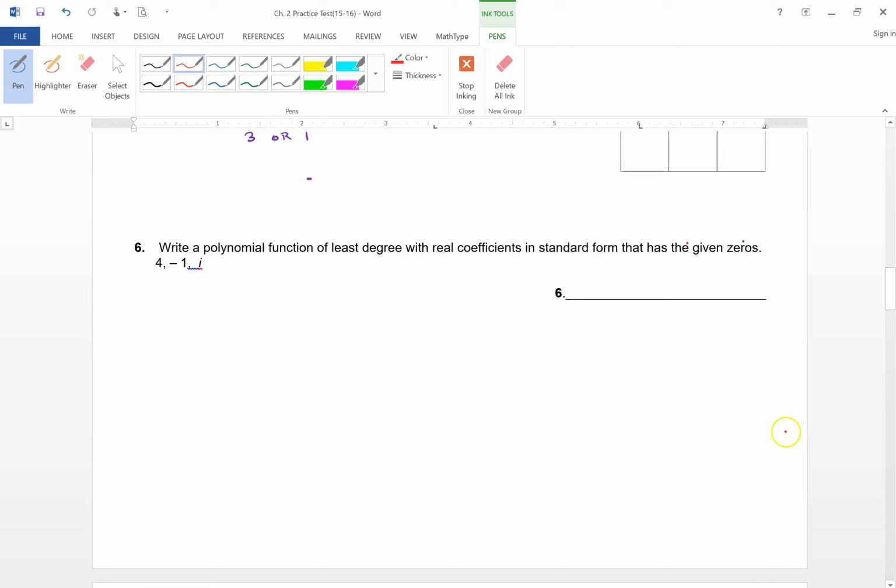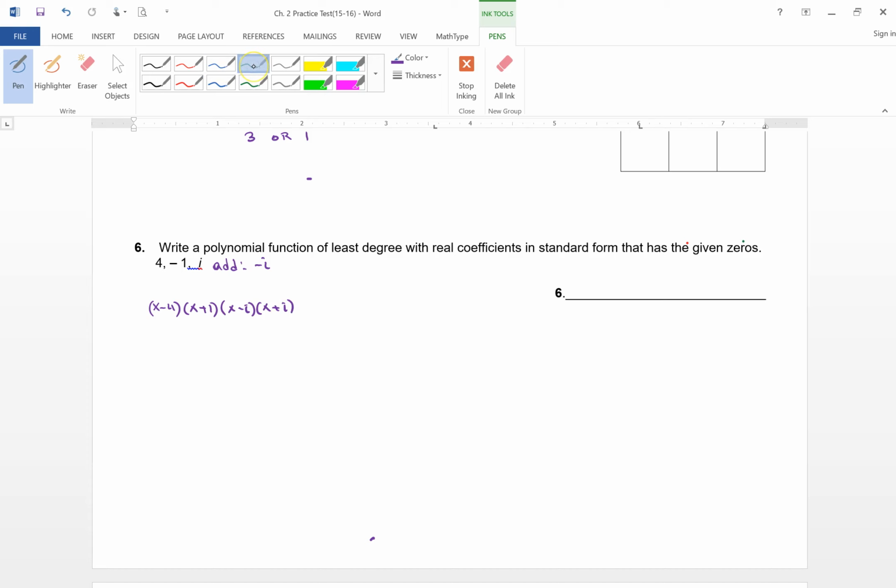Okay. So write a polynomial function of least degree with real coefficients in standard form that has the given zeros. All right, we have 2 zeros given and an i. We need to add negative i as well. All right, so it needs to have a total of, what's the degree going to be at the end? 4. Okay, so x minus 4, x plus 1, x minus i, x plus i.